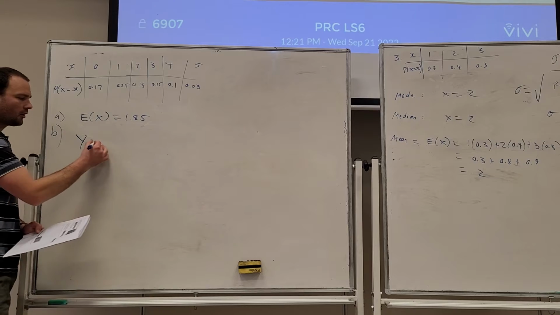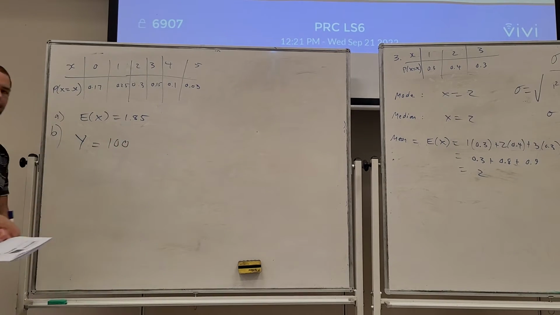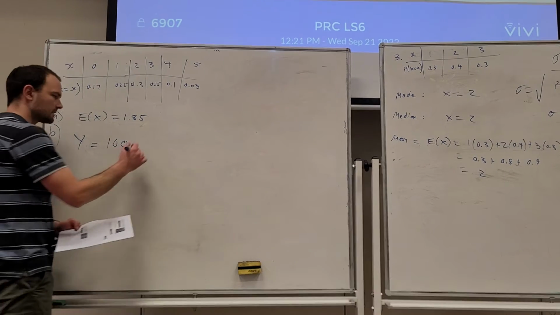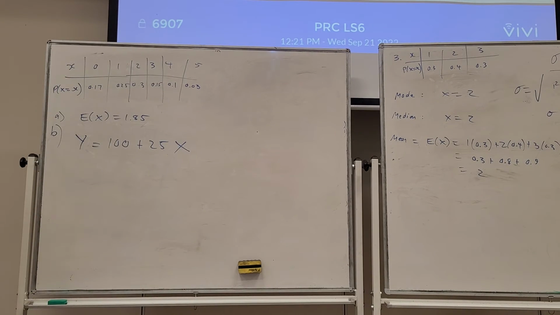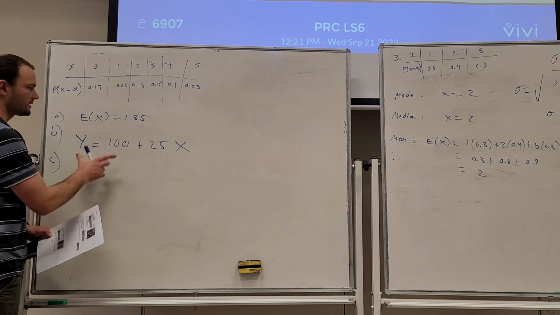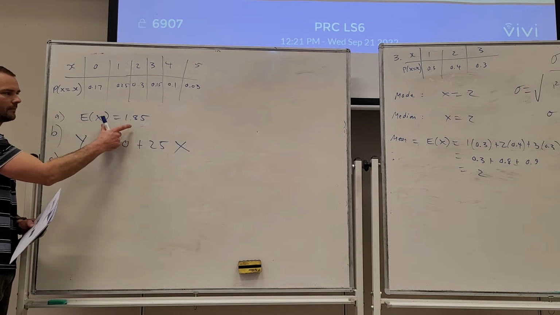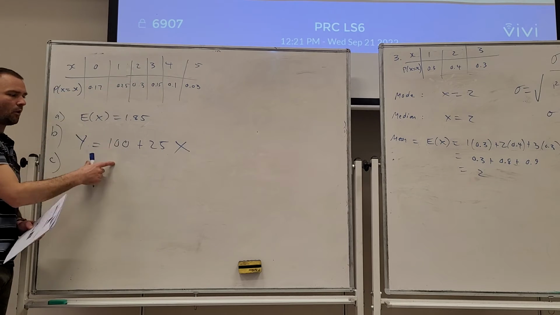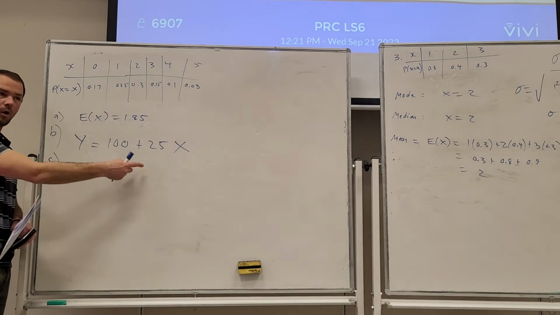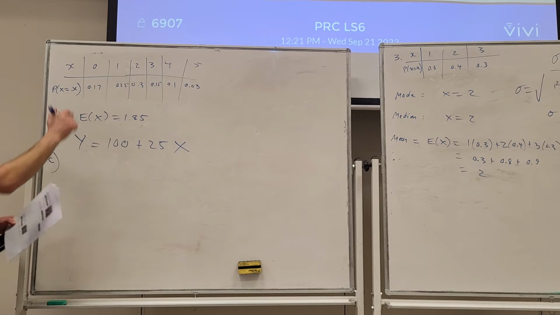Well, he's going to earn $100 per day plus $25 for each sale that he makes, where X is the number of sales that he's made. So that's our answer to part B. And then we'll answer C part 1. Hence, find E of Y. So this is a relationship between the variable Y and the variable X. X is how many sales are made. Y is how much money is made.